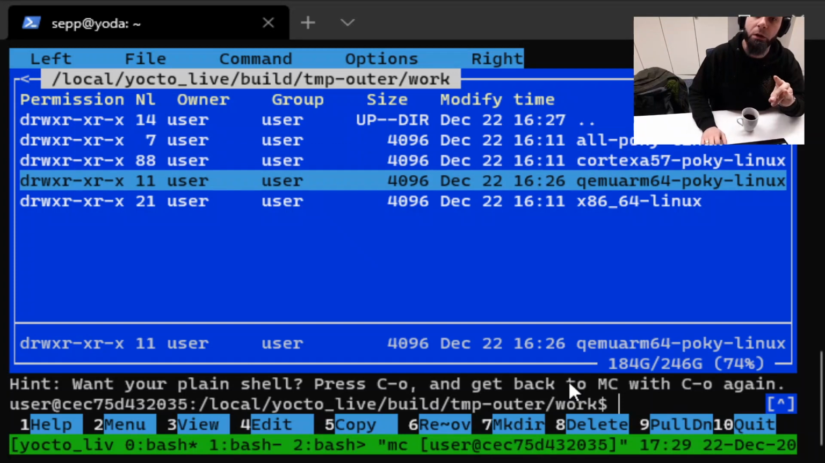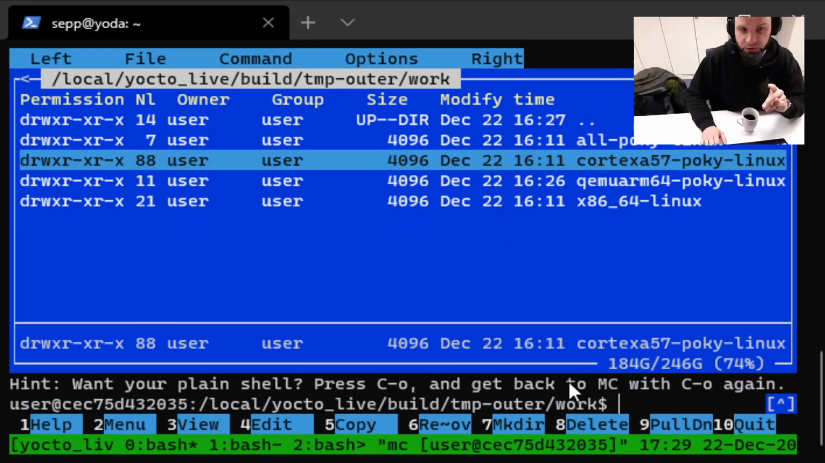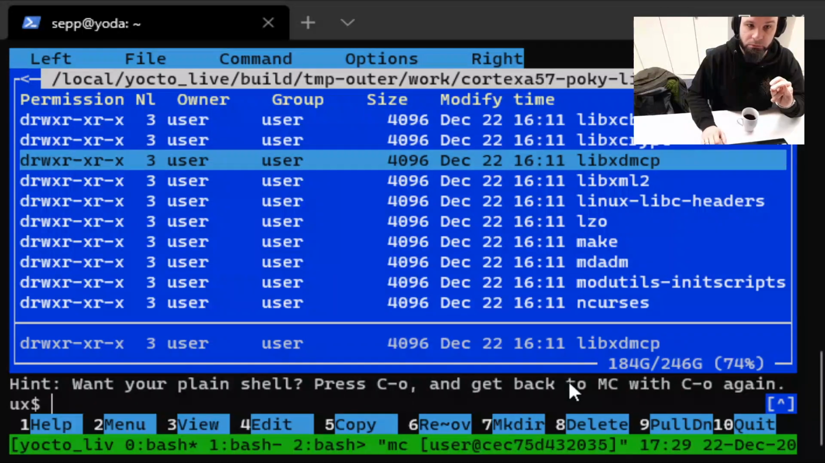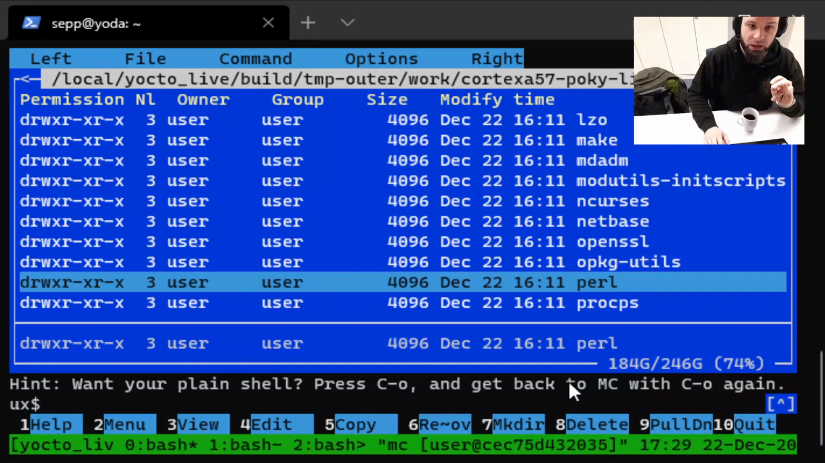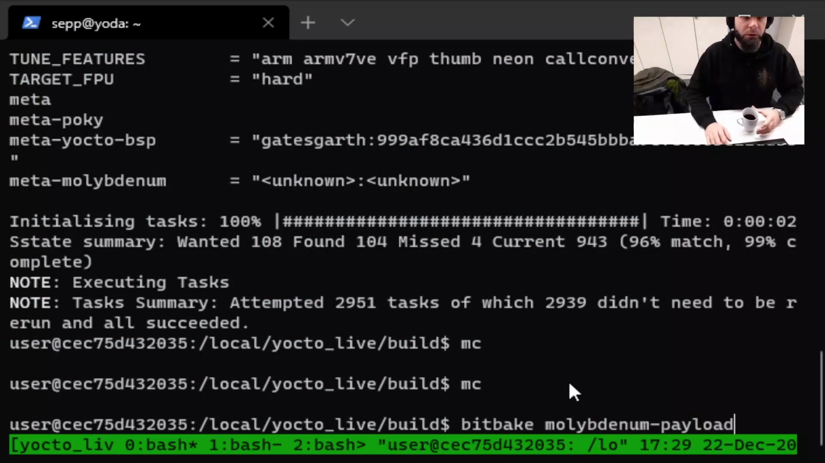Work. Does it go into all? No, it does not go into all. QEMU-ARM? No, it goes into Cortex. Here it is. And I'm talking nonsense, literally, I have no idea where it went. So let's just try and find out if it works, even if I don't know where it goes. Molybdenum image outer.